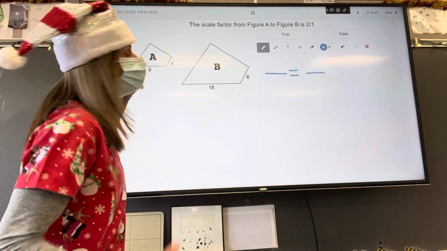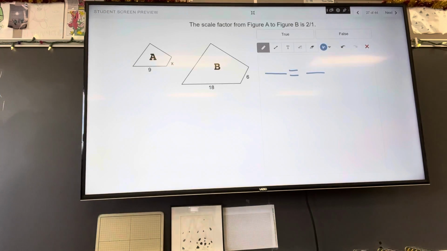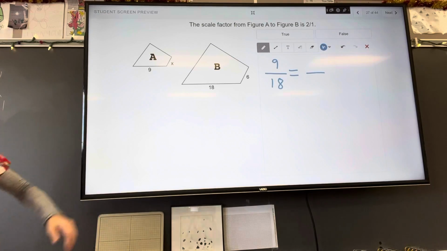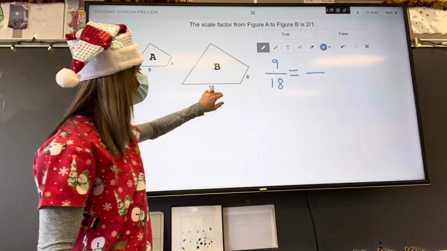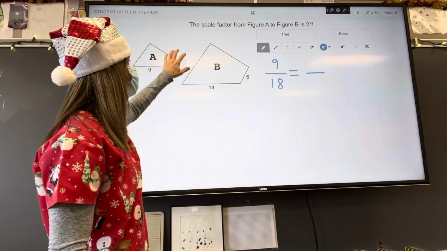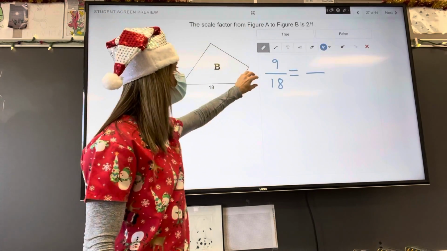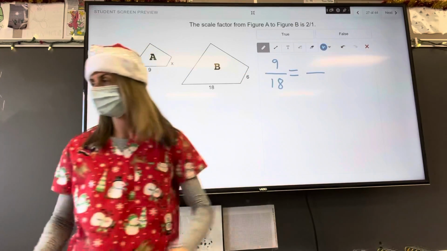So let's go ahead. I'm going to choose to put 9 over 18. Since I chose 9 over 18, I started with figure A and went to figure B. On the other side, I also have to start with figure A and go to figure B. So that's x over 6.